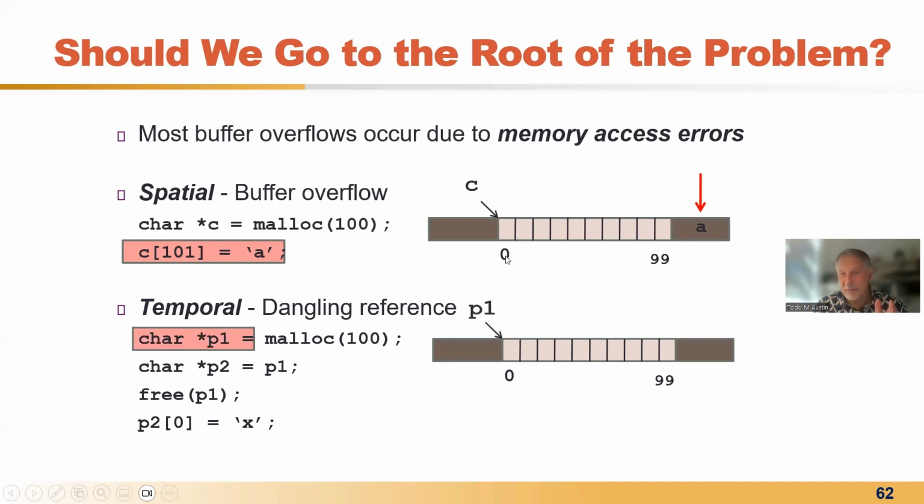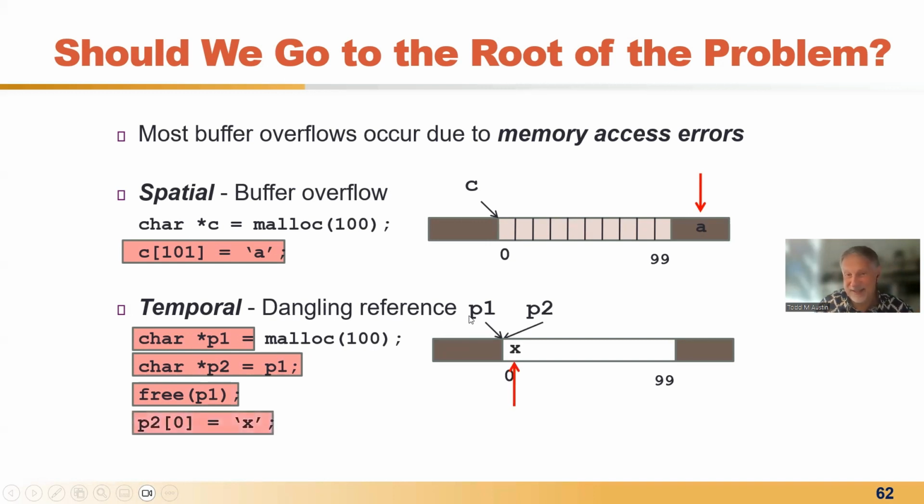You can also have a temporal memory access error where we allocate some variable under P1, we copy the pointer to P2, we free P1 and we give it back to the heap. It's a dynamically allocated variable. And now somebody still holding P1 accesses the variable that could be allocated to some other variable now. And so you're outside of the temporal bounds of the variable. Again, languages like C and C++ don't try to stop this.